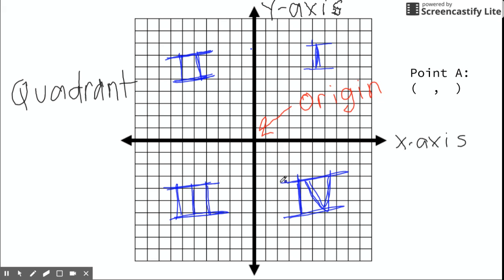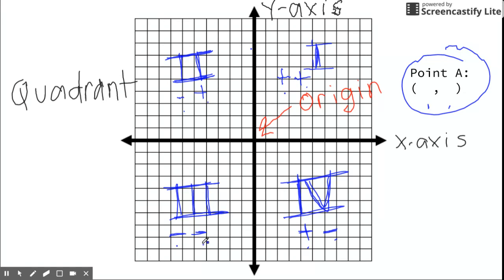What happens is my positive, positive numbers end up here. I have my negative, positive in quadrant 2. I have my negative, negatives in quadrant 3. And I have my positive, negatives in quadrant 4. So what that means is for the coordinate for your point, for example, I'm going to show you point A in a second, that first number is going to determine positive or negative. And then the second number is going to talk about positive and negative.